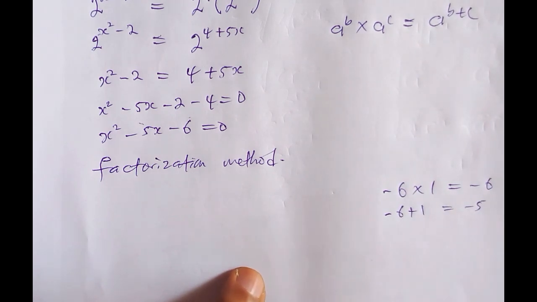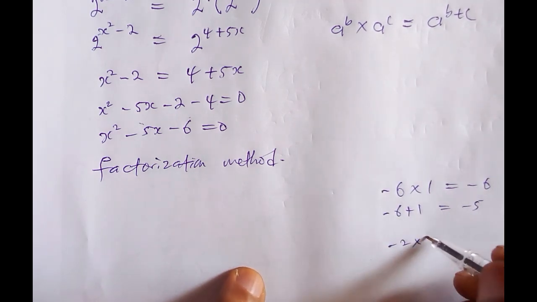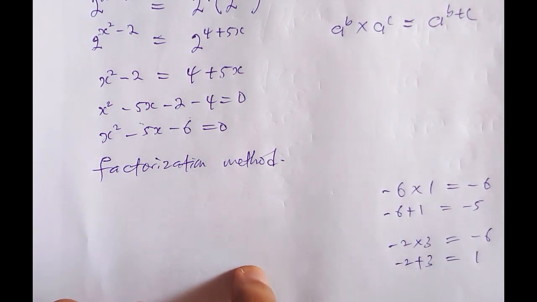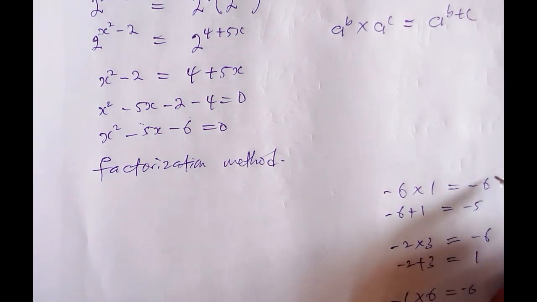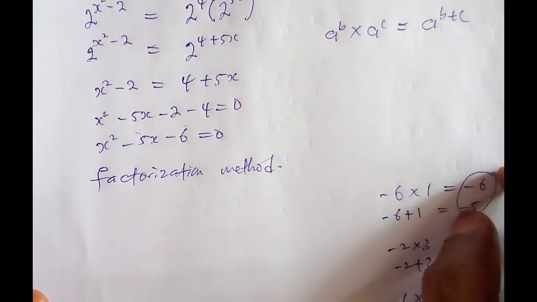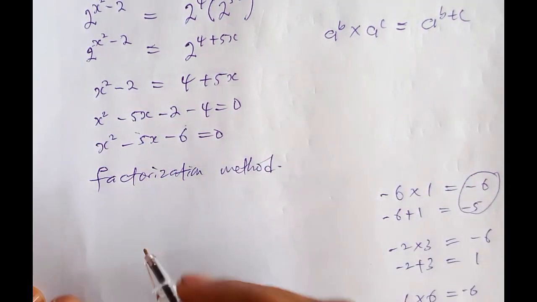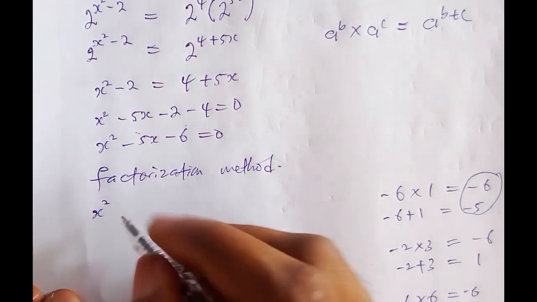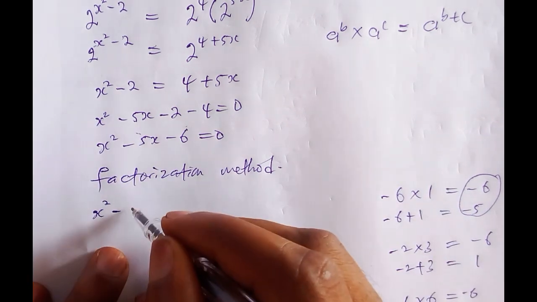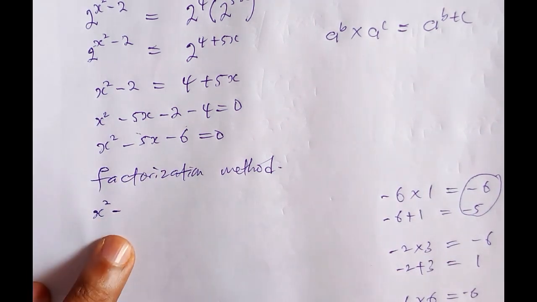There are other factors we can also use. We can use minus 2 times 3, which gives us minus 6, but when we add them, minus 2 plus 3 gives us 1. There's another one, minus 1 times 6 gives us minus 6. If we add them, minus 1 plus 6 gives us 5. So it is this one that meets the requirement. Therefore, we are going to work with this. x squared minus, in place of 5 here, we'll put minus 6 and 1, the two new factors.